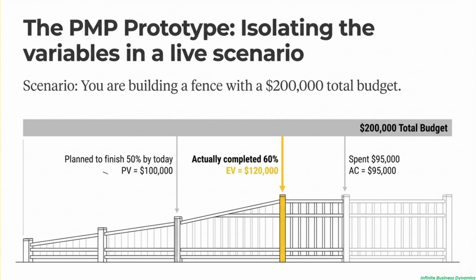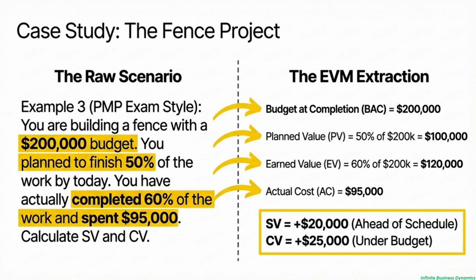We just perform an EVM extraction. The total budget is $200K. So our planned value is 50% of that, which is $100,000. Our earned value is what we actually did, 60% of the budget, which is $120,000. And the actual cost, the problem gives it to us, $95,000. Now we just plug it in. SV is $120K minus $100K. That's a positive $20,000. We're ahead of schedule. And CV is $120K minus $95K, a positive $25,000. We are way under budget. That's how you turn a paragraph of text into clear, actionable data.